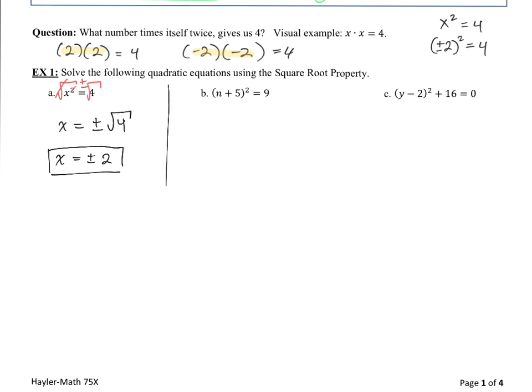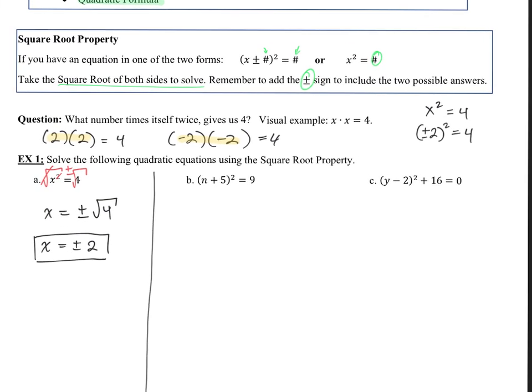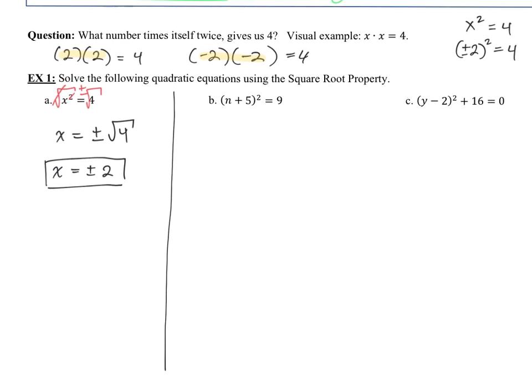Alright, let's take a look at b. Is b in the form for using the square root property? Well, if we look up at the examples here, remember, x plus or minus a number, which we have here, n plus or minus a number, squared equal to another number, which we have. So we have all of the qualifications there for using the square root property. So we can go ahead and just square root both sides. Okay, when we do that, cancels there.